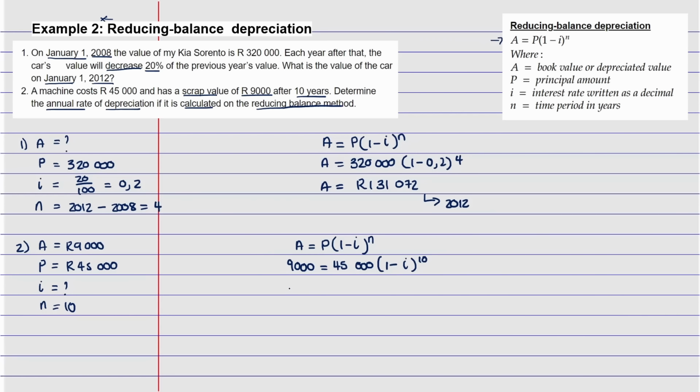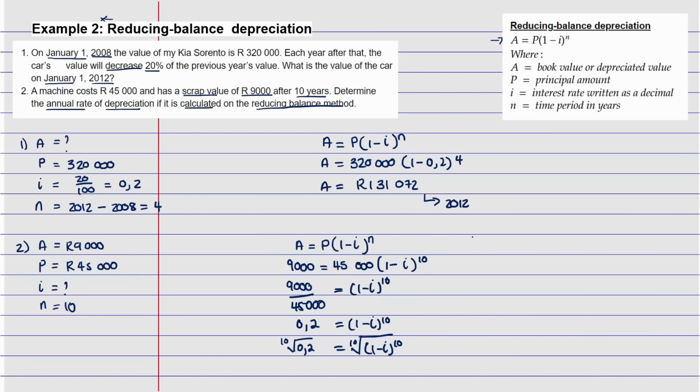So this is going to be 9,000 divided by 45,000, right? And this is equal to 1 minus I to the power 10, right? So this is the same as 0.2 is equal to 1 minus I to the power 10, right? Put the root of 10 here. So it's going to be the 10th root of 0.2 is equal to the 10th root of 1 minus I to the power 10, right?